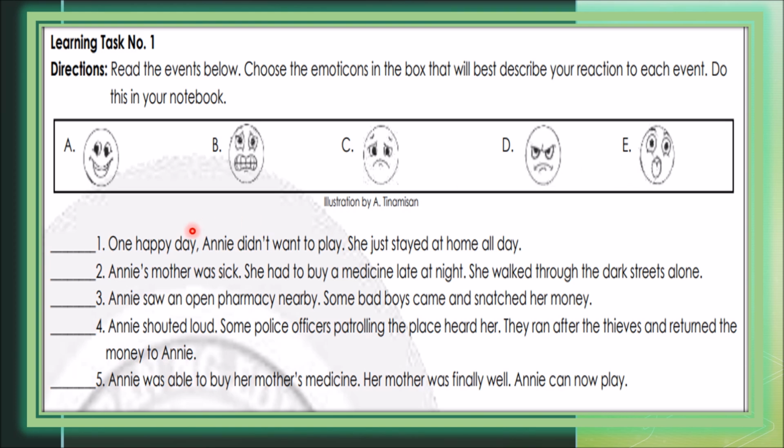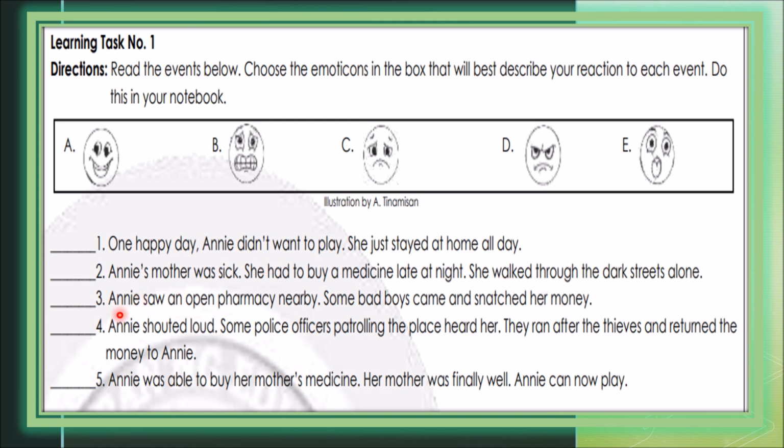So let us read once again. Number 1, one happy day, Annie didn't want to play. She just stayed at home all day. Number 2, Annie's mother was sick. She had to buy a medicine late at night. She walked through the dark streets alone.